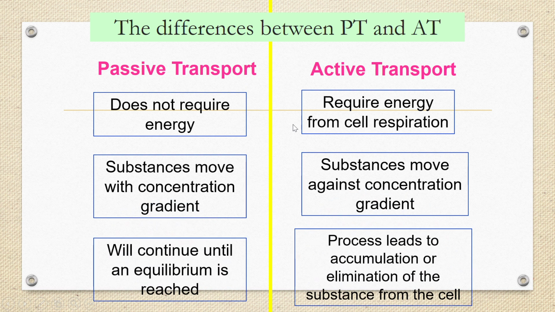Okay, next. Passive transport will continue until an equilibrium is reached. Okay, meaning equilibrium is reached. It has achieved balance. Balance like osmosis just now, remember the U-tube? So there is still dynamic equilibrium. It will reach one level of balance. But for active transport, it leads to accumulation or elimination of substances from the cell.